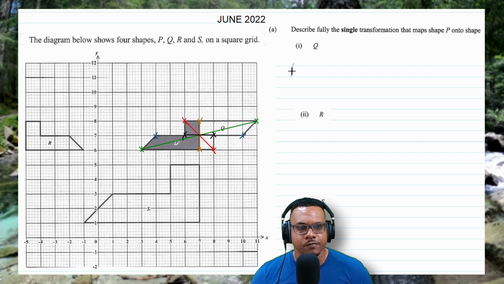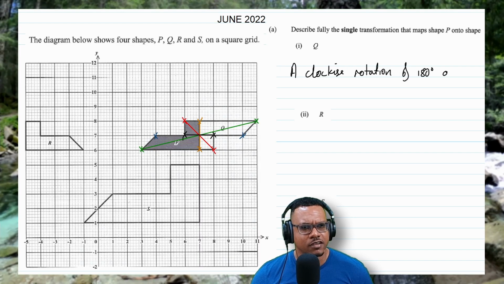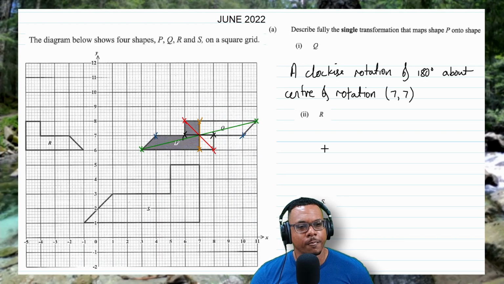So I'll just put clockwise, rotation of 180 degrees about center of rotation 7, 7. And this is your single transformation to describe the transformation that maps P onto Q.